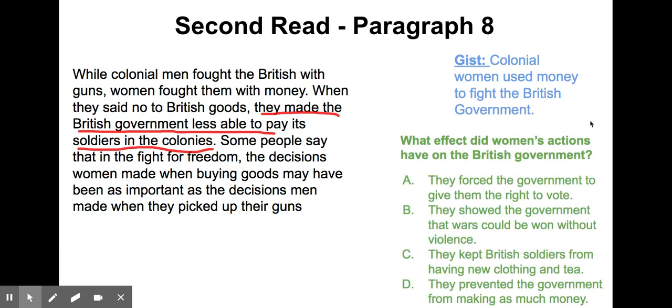Now for our last text-dependent question for our close read for this section. What effect did women's actions have on the British government? A, they forced the government to give them the right to vote. B, they showed the government that wars could be won without violence. D, they kept British soldiers from having new clothing and tea, or they prevented the government from making as much money. Go ahead and answer this question on your own, and let's see if you can come up with the correct answer as I did.